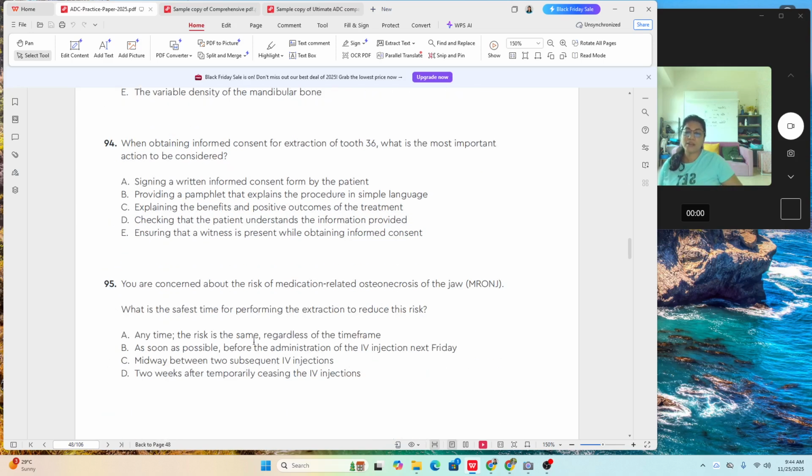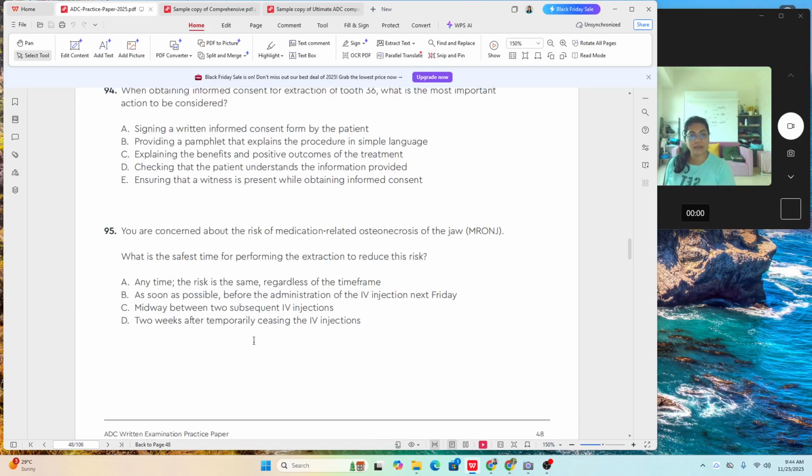Now you are concerned about the risk of medication related osteonecrosis of the jaw. What is the safest time for performing the extraction to reduce the risk? Reduce the risk, not prevent it. There would still be a risk, okay? But you want to reduce the risk. So the best time is before the patient starts the treatment.